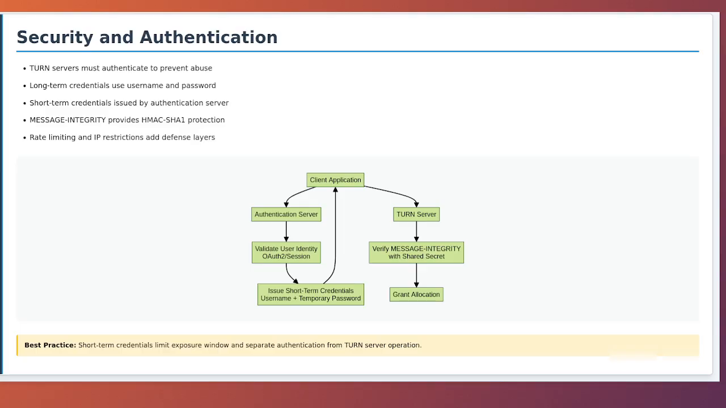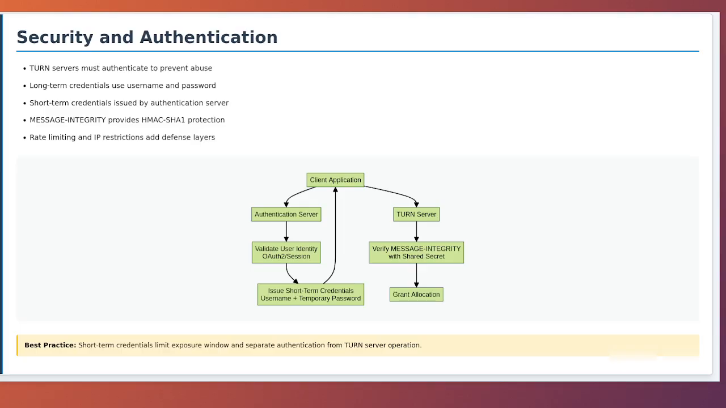Security is paramount when deploying STUN and TURN infrastructure because these servers are exposed to the public internet and can be targets for abuse. While STUN servers are relatively low risk due to their stateless nature and minimal resource consumption, TURN servers represent a more significant security concern. An improperly secured TURN server can be exploited for bandwidth amplification attacks, used as an open relay for malicious traffic, or abused to consume your bandwidth and server resources.